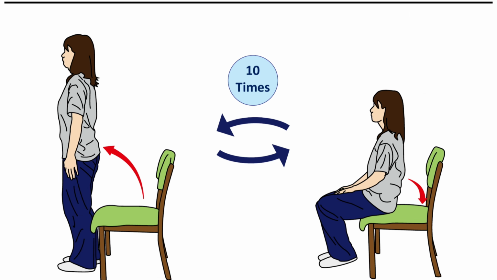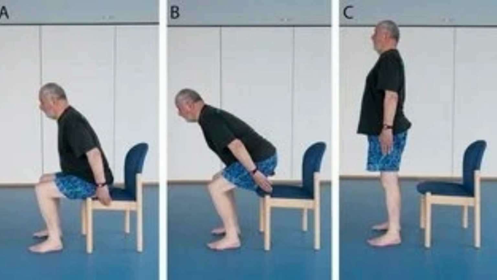Fourth one is standing to sitting. Ask the patient to sit down in a controlled manner. Look for safety, control and use of hands. Fifth is transfers. Move from one chair to another and back. Ask this to the patient and assess smoothness and safety.